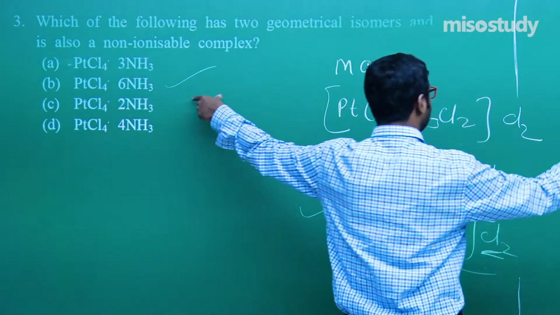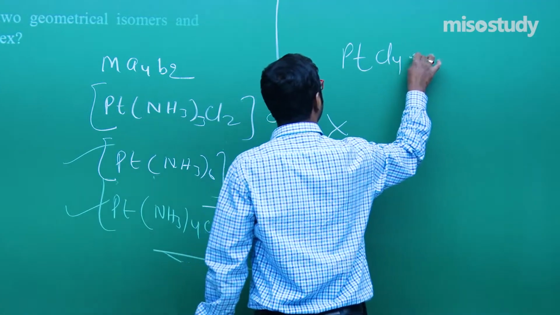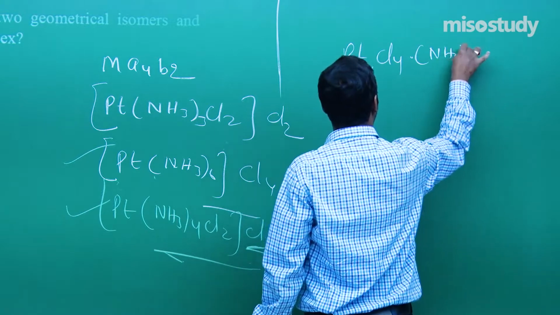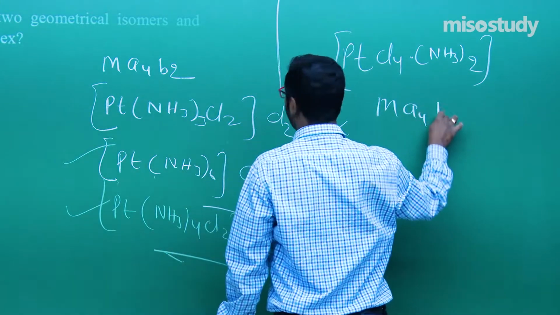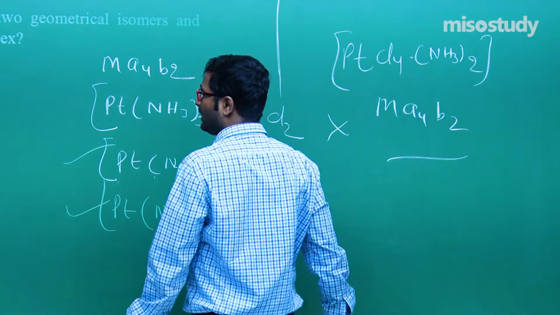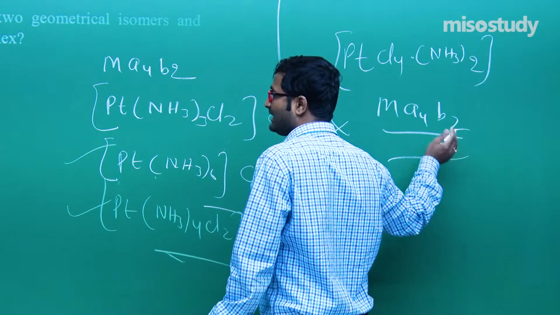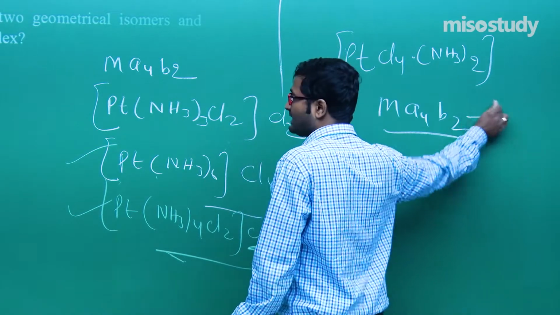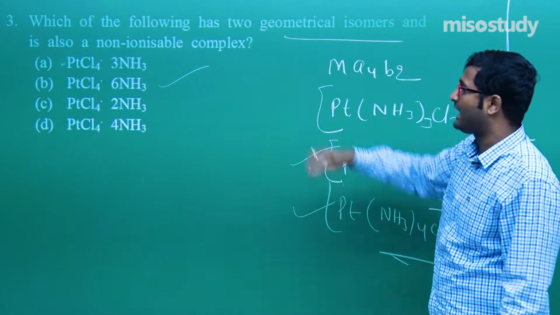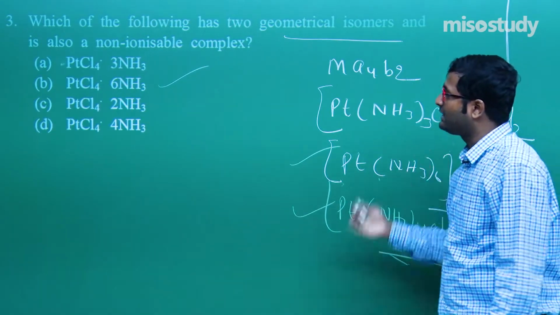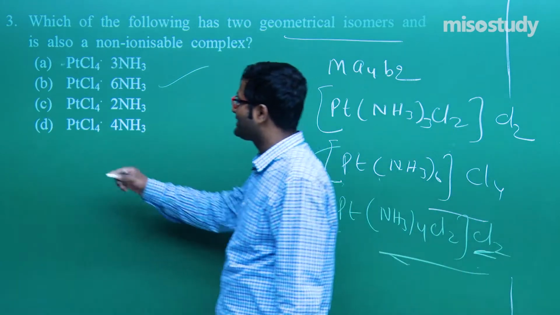If I put here PtCl4(NH3)2, look at this, the formula is Ma4B2. If this is a formula of Ma4B2 and there are no such charges, then in this case what we observe is there is a possibility of geometrical isomer, one condition satisfied, and it is non-ionizable, no ions present here. So in this case what is the correct option? C is the correct option.